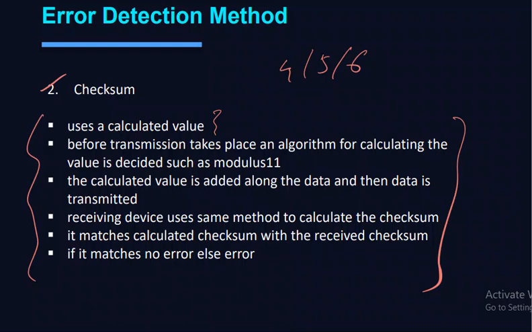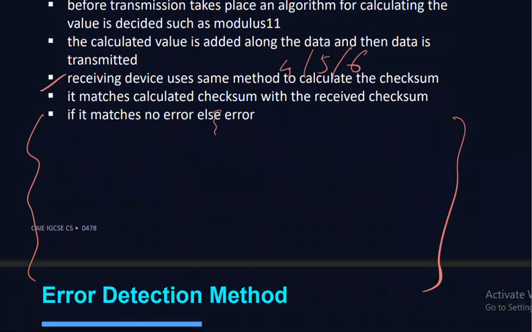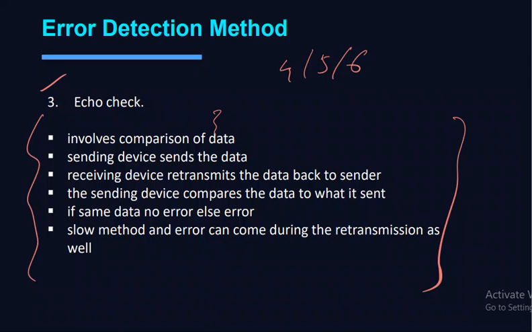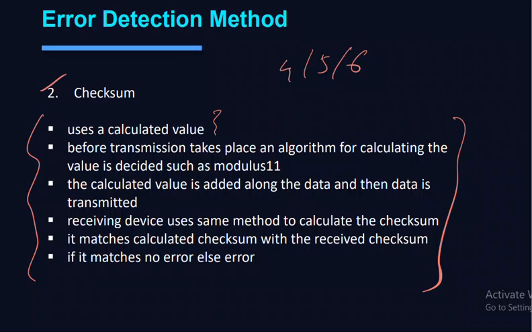I have taken some mark scheme points and organized them, so that it is easier for anyone to cope and understand. Okay, first let me show you what points are given. Before transmission takes place, an algorithm calculates the checksum, modulus 11, and then data is transmitted. The receiving device uses the same method to calculate the checksum, and the calculated checksum is compared with the received checksum. If it matches, then no error, else error.